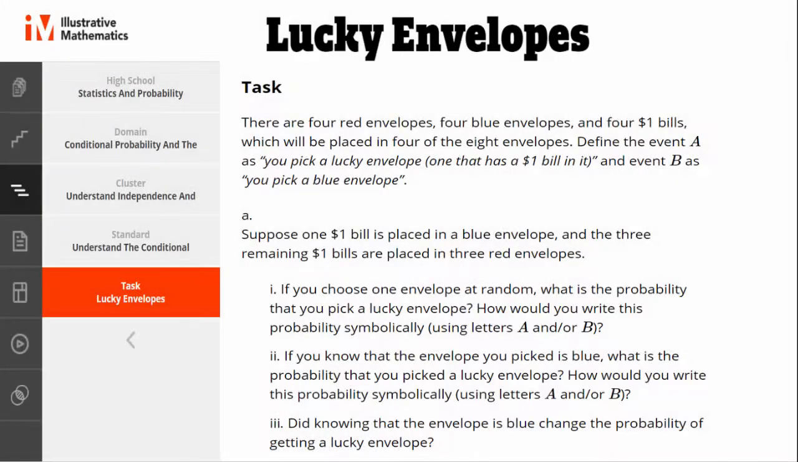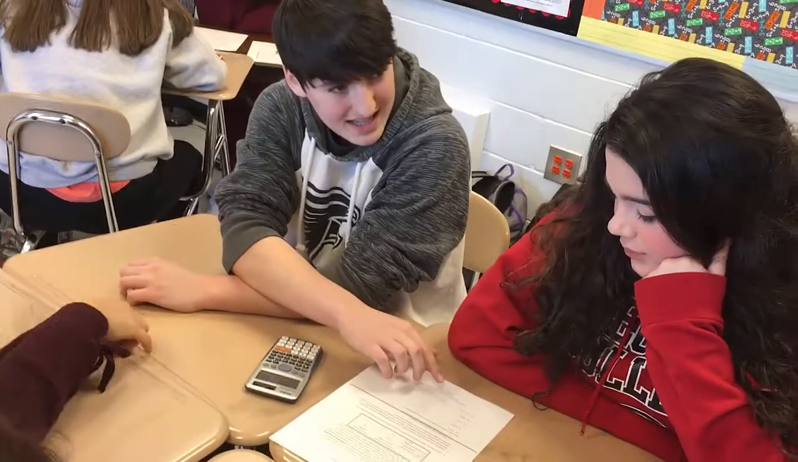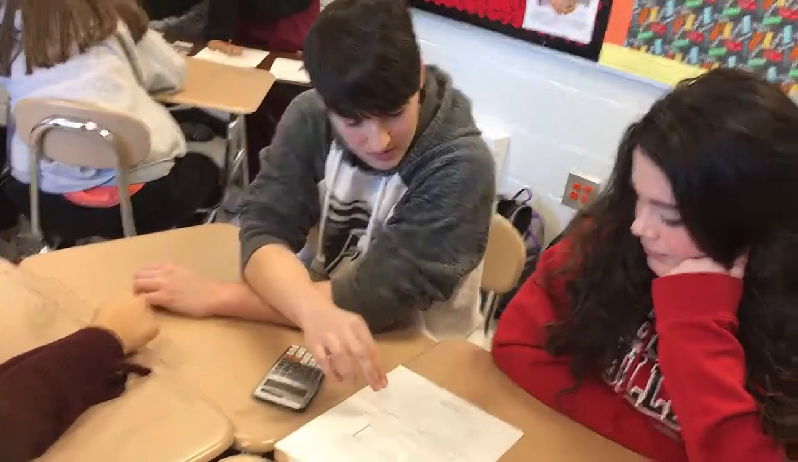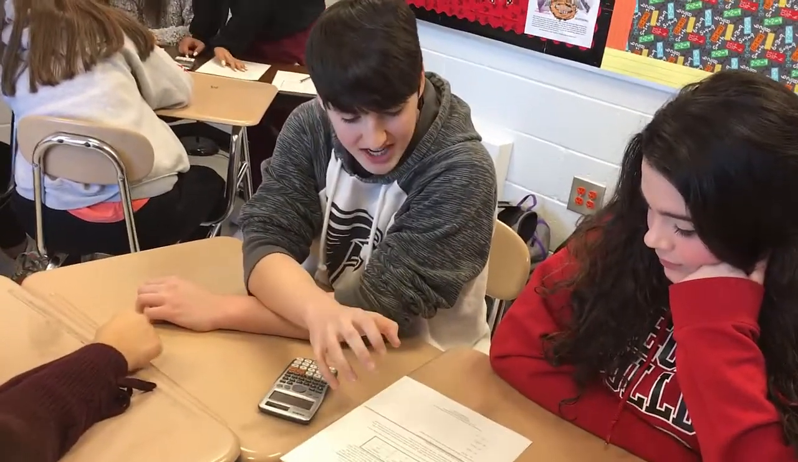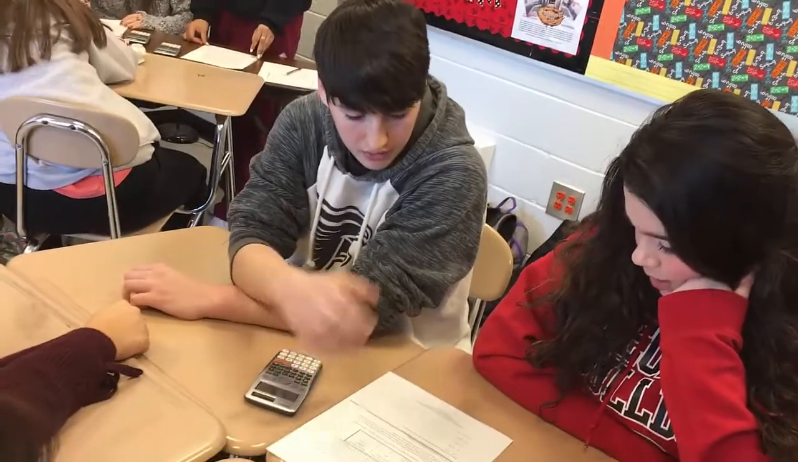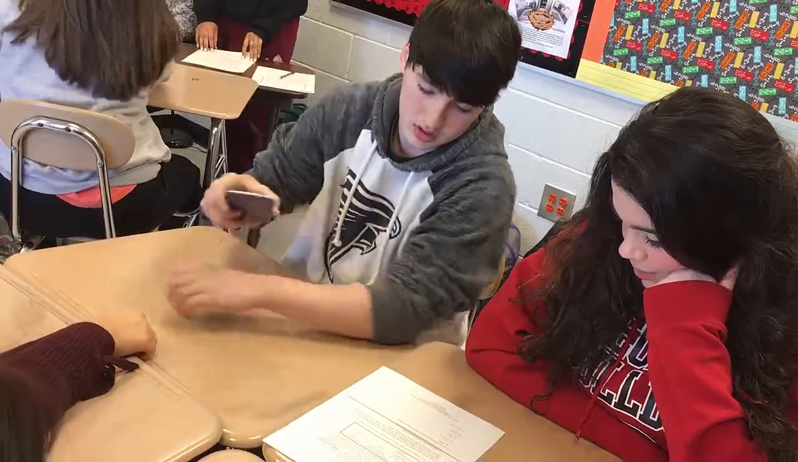The task Lucky Envelopes from Illustrative Math is an excellent task available to address this portion of the standard. As seen in the following clips, the task builds on students' prior knowledge and understanding of conditional probability established in addressing the first part of Standard SCP-3 and introduces the concept of independence of events.